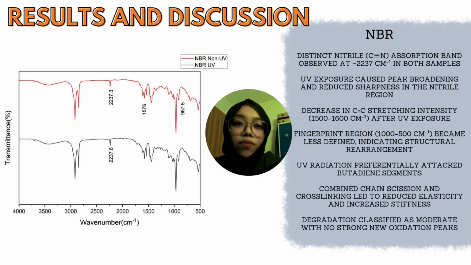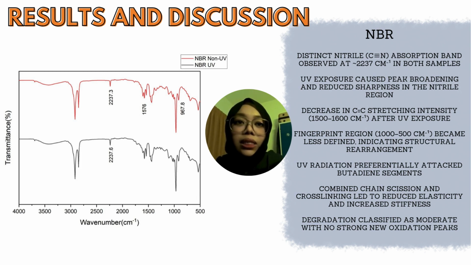However, following UV irradiation, noticeable changes were observed in the NBR spectrum. The nitrile peak became broader and less sharp, indicating changes in the local chemical environment surrounding the nitrile groups. Additionally, a reduction in intensity was observed in the double bond C=C stretching region between 1500 and 1600 inverse centimeters, which corresponds to the unsaturated butadiene segment of the polymer.